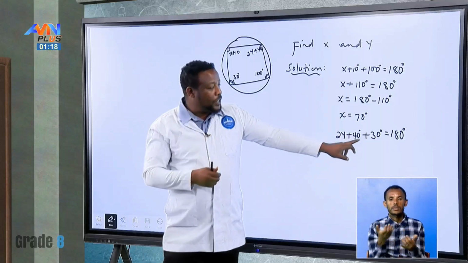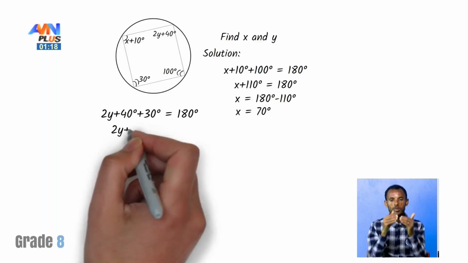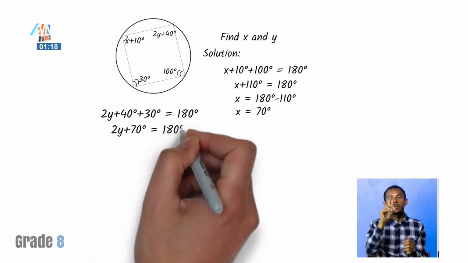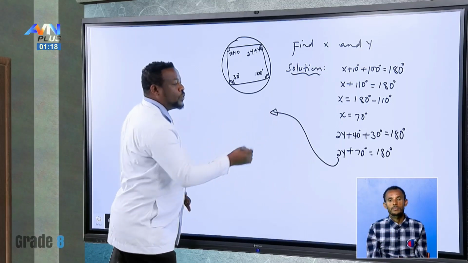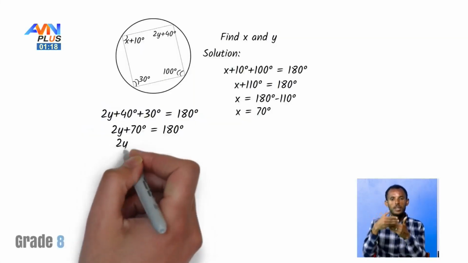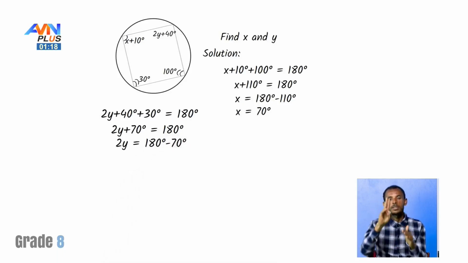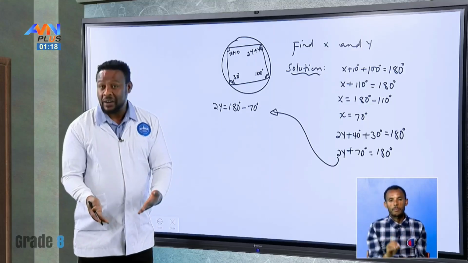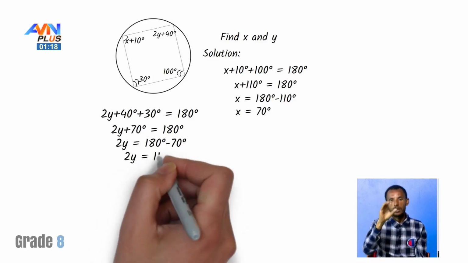Now, the sum of these two is 70, okay? So this becomes 2y plus 70 degrees is equal to 180 degrees, okay? So if you take this 70 degrees to the right side, then you will have 2y is equal to 180 degrees minus 70 degrees. Okay, and this difference is 110. So 2y becomes 110 degrees, right?